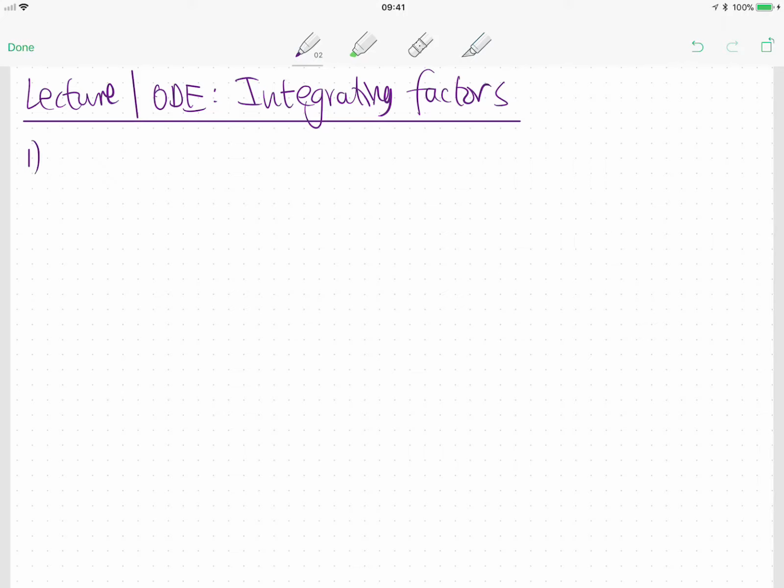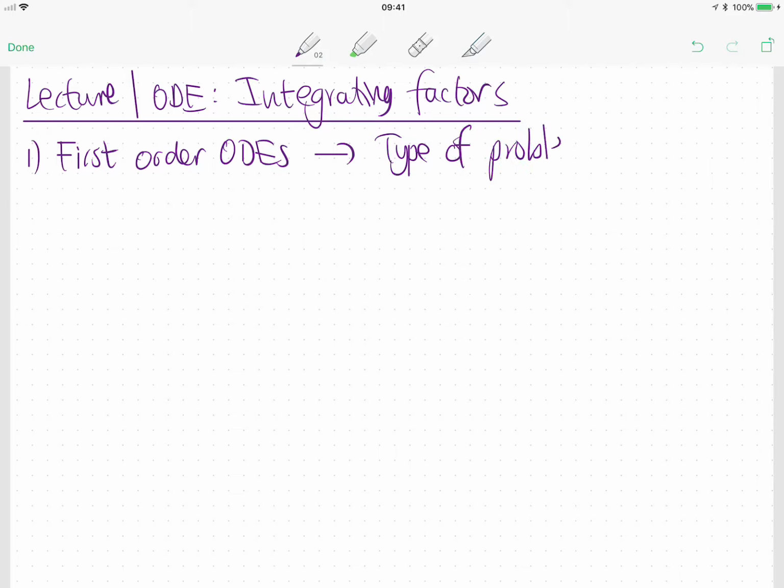Okay, so in this lecture, firstly I'm going to introduce the problem. We're going to take a look at some first order ordinary differential equations. So I'm going to talk about the type of problems that we might see. Going to take a look at the general goal. I'm going to take a look at the strategy. So this method, what is it all about?